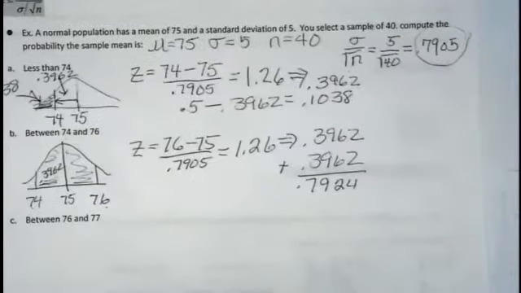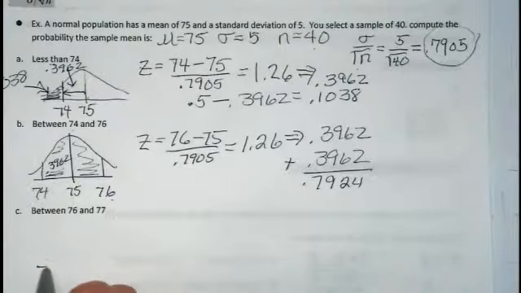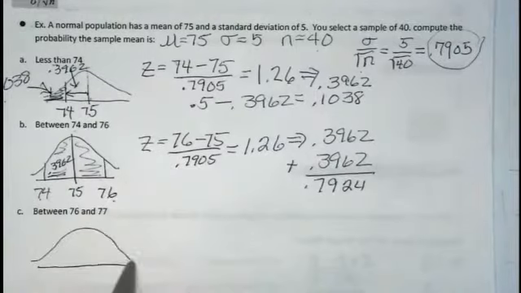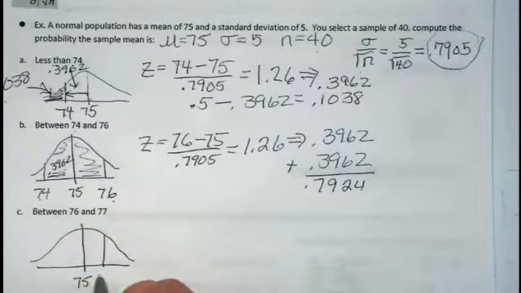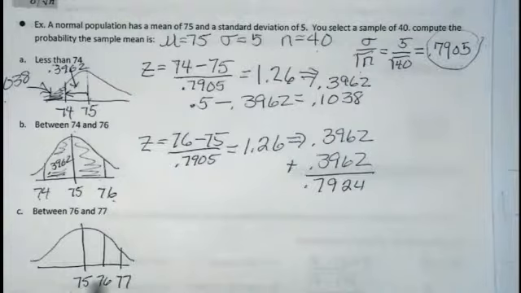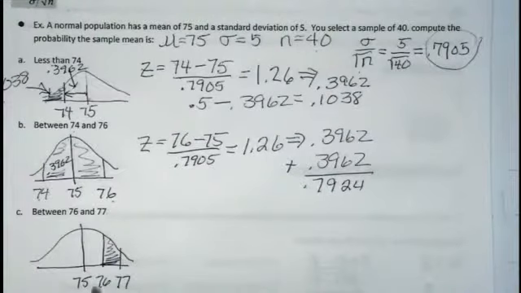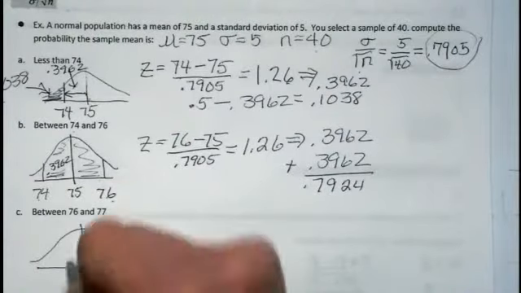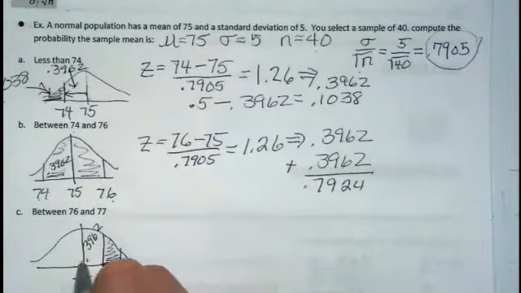Now the next one, between 76 and 77, that's the hard one. Let's draw the curve. 75 is our mean, but 76 to 77, we want to know between these, so this is where we shade. That's our answer. Well, we don't have that yet. We do know 75 to 76 is 0.3962, right here, this area.